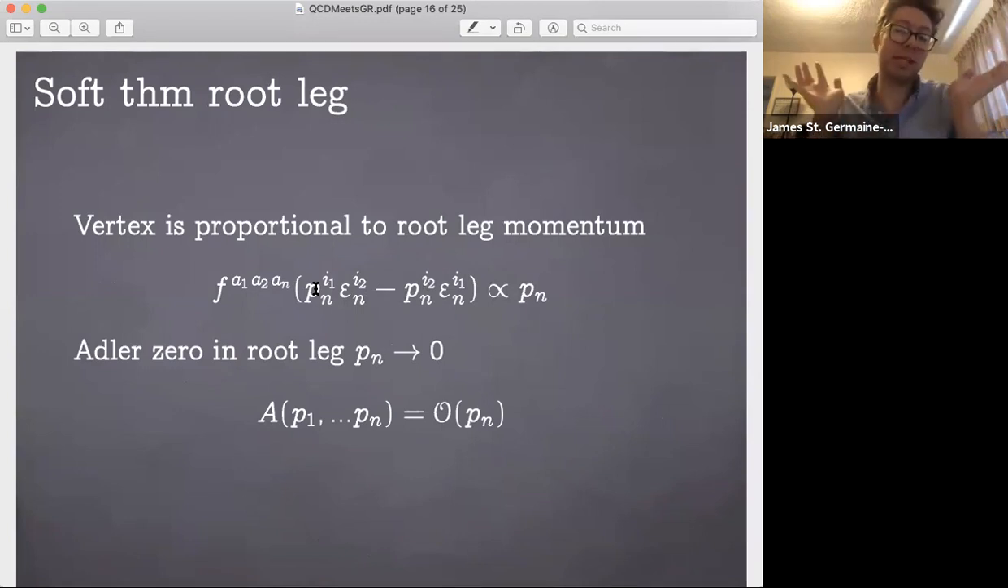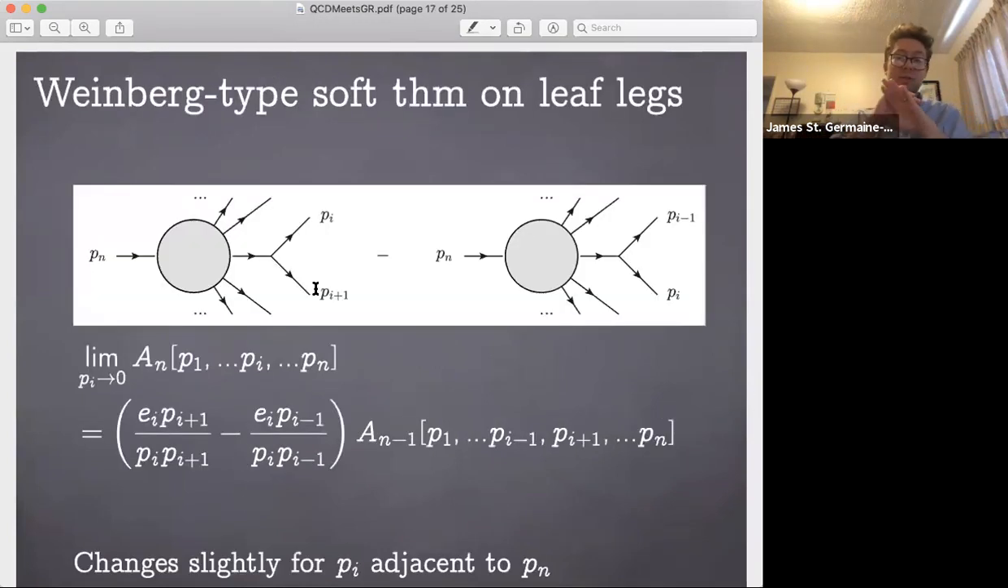So you just trivially get an Adler zero for the root leg, just by rewriting the Feynman diagrams a little. And you get soft theorems for all the other legs too. So essentially, you get a Weinberg soft theorem for all of the leaf legs. And here I've written it, I mean, you get exactly the Weinberg soft factor. Everything is normal. I've color ordered everything to make it look a bit nicer. The one tiny caveat is that if your soft leg p_i is adjacent to the root leg, then you have to drop one of these factors. But essentially, everyone has a soft factor or soft theorem.